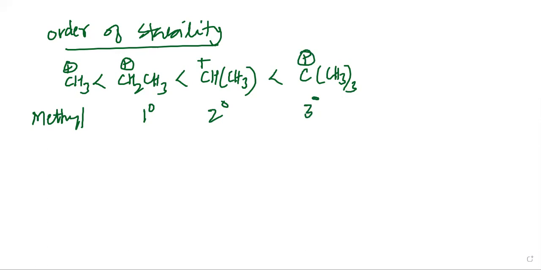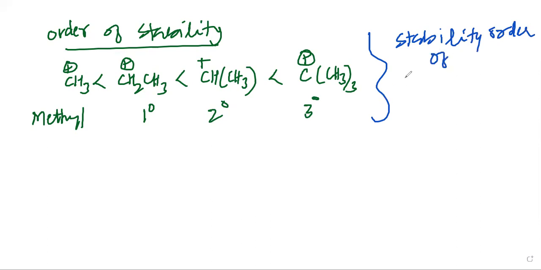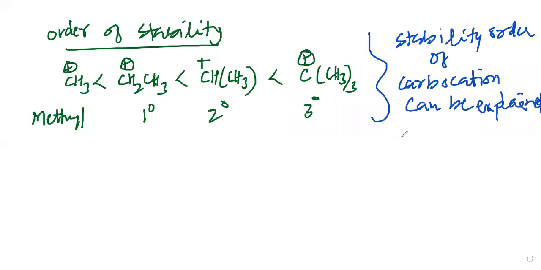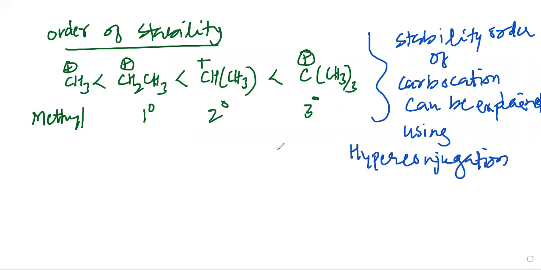So the stability order of carbocation, please remember, can be explained using hyperconjugation. And that is what I have told you when I made you study about the carbocations.